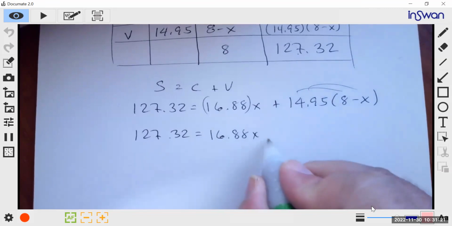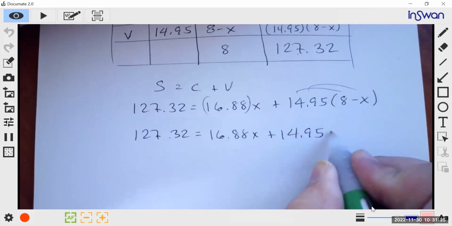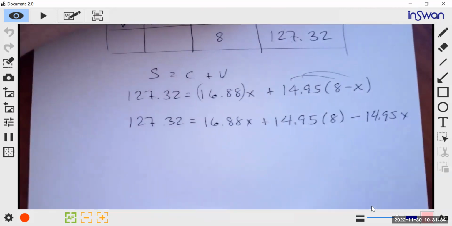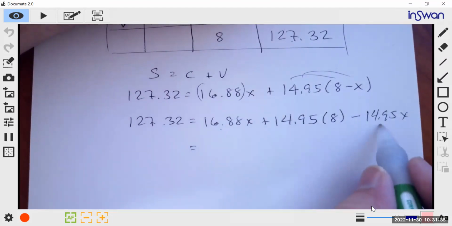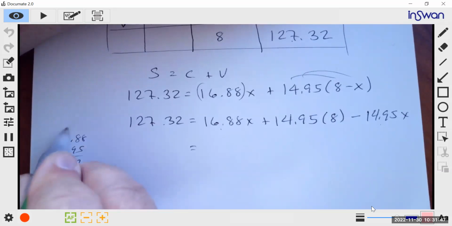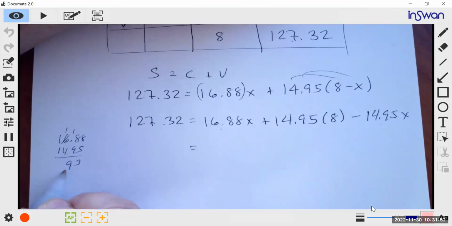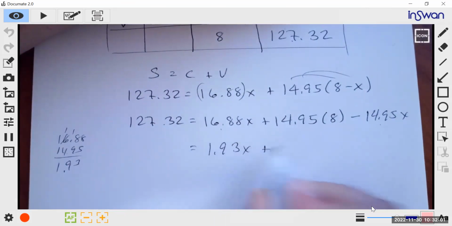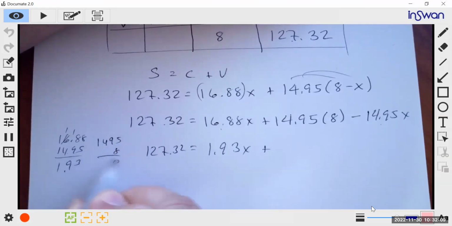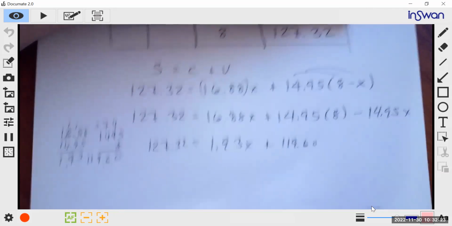Gotta distribute here. So it's 14.95 times 8 minus 14.95x. 16.88 minus 14.95 is 1.93x. 14.95 times 8 is $119.60.